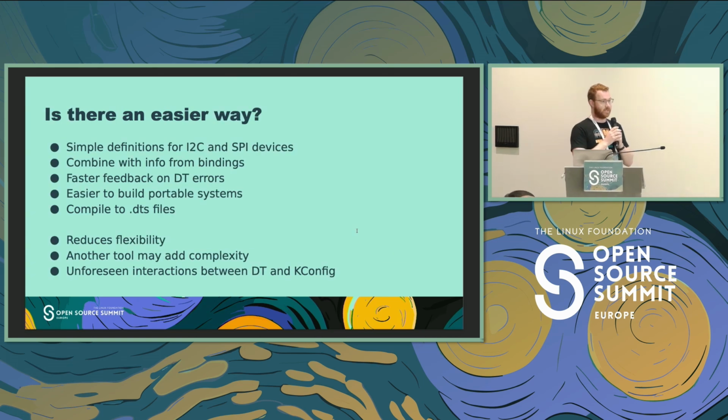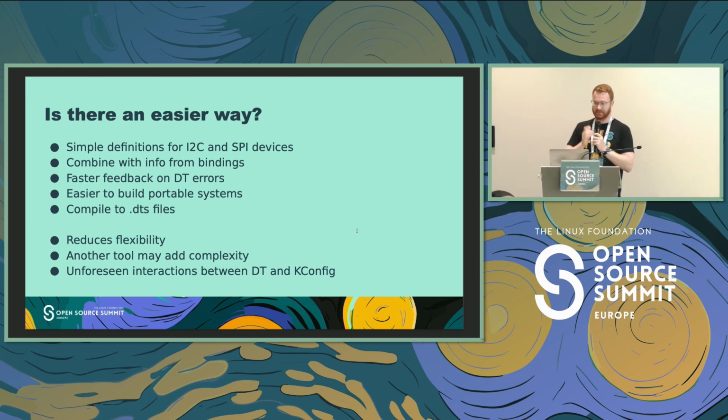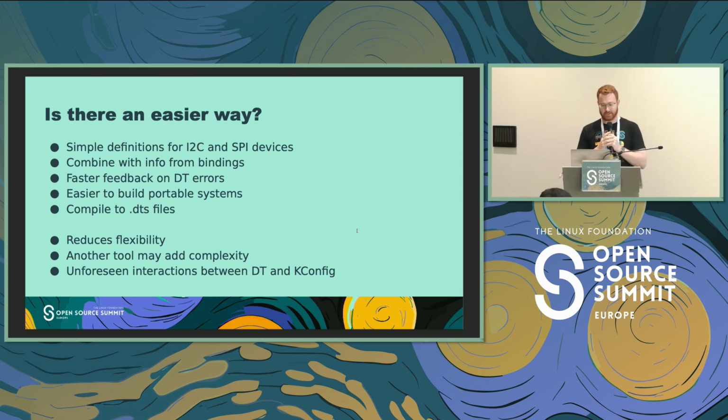So is there an easier way? Could we come up with some sort of simple definition for I2C and SPI devices? Could we pull in that info from the bindings, to give us much faster feedback while we're writing the device tree as to whether or not it's going to work? Could we come up with ways to make it easier to abstract them, to split it into multiple DTS files, which is what we need to end up doing, and use those DTS files as the backbone, essentially, of the system? This might reduce some of the flexibility. Obviously, adding tools always adds complexity, and there might be some issues between device tree and Kconfig, but I think it's worth thinking about.